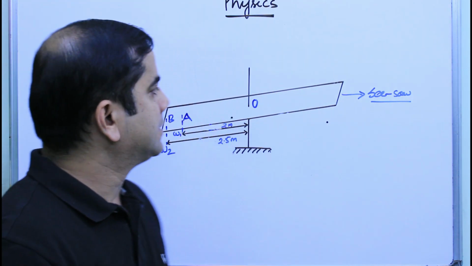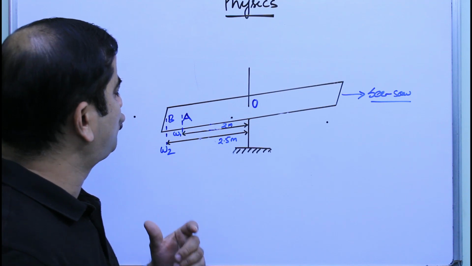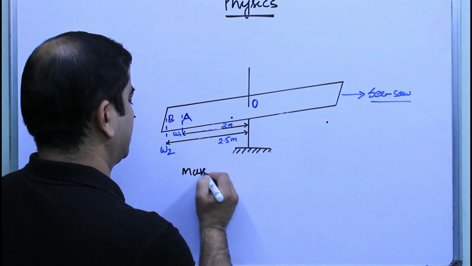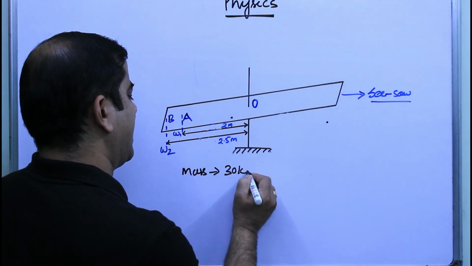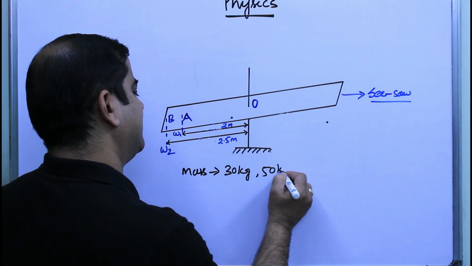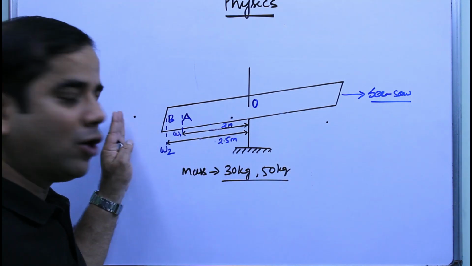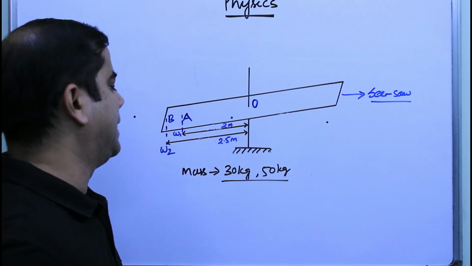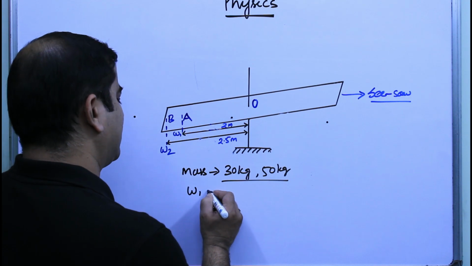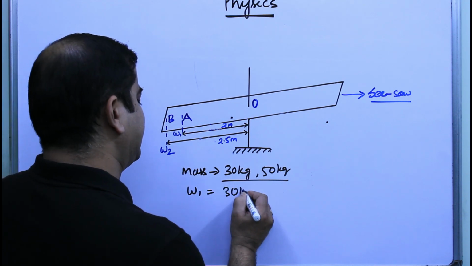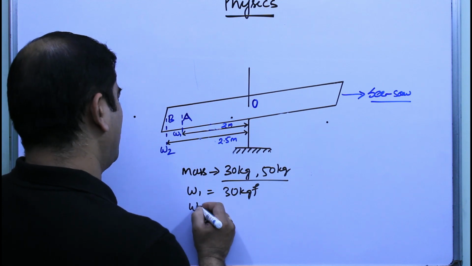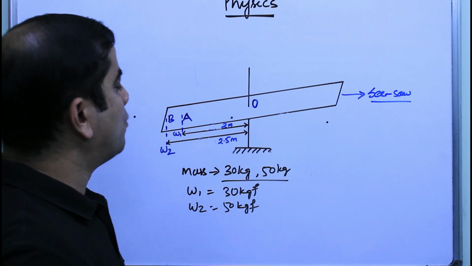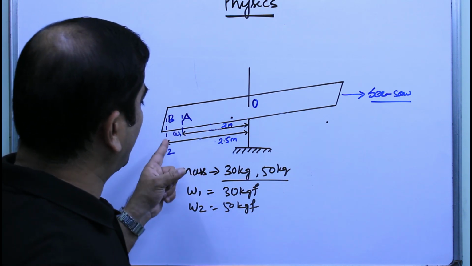Suppose we have a seesaw and two children of mass, suppose 30 kg and 50 kg. They are seated at one side of the seesaw at two different lengths, 2 meter and 2.5 meter. So what should be their weight then? W1 will be 30 kgf and W2 would be 50 kgf. Fine. So the moment of force at two different points.